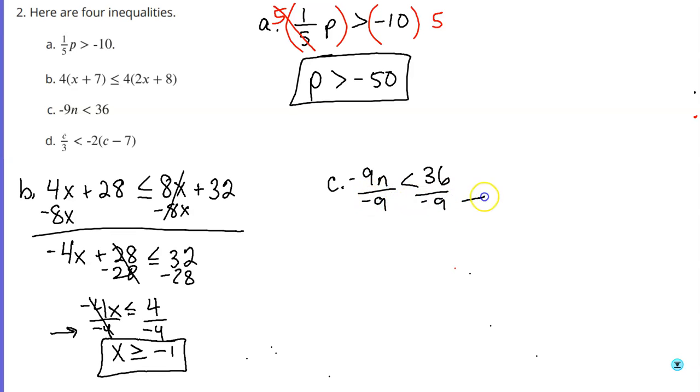Divide by negative 9. Oop, there's a negative. We're dividing by a negative. Gotta flip the sign. This becomes n is greater than 36 divided by negative 9, which is negative 4. There you go.